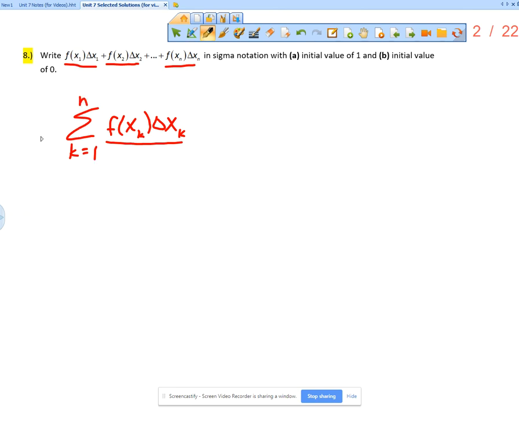So this is part A, an initial index value of 1, right? Because if I plug in, I get f of x sub 1 delta x sub 1 plus f of x sub 2 delta x sub 2 plus, and so on, up to f of x sub n delta x sub n. Now, what about B?